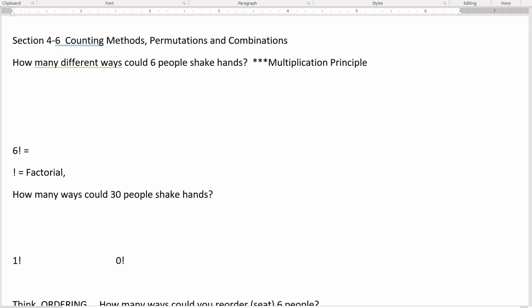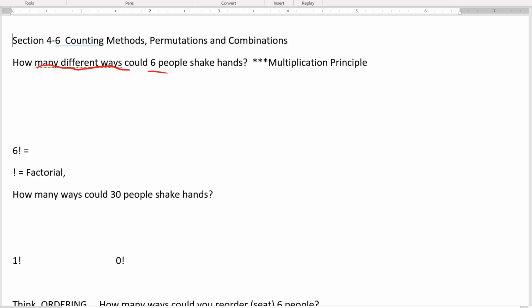So for section 4.6, we're going to look at some counting methods, permutations, and combinations. There's going to be a couple of tricks that we do with this. It should make sense, and then I will get into how your calculator can do a lot of this. But the question is, first of all, how many different ways could 6 people shake hands?